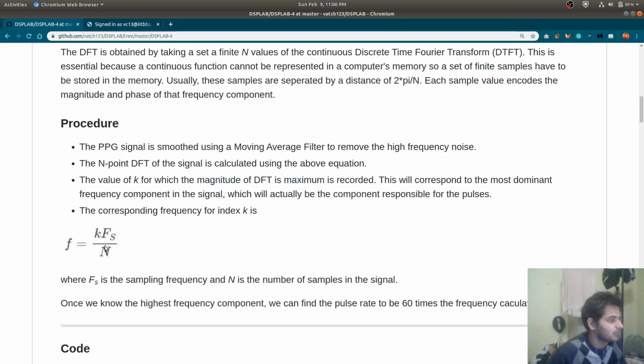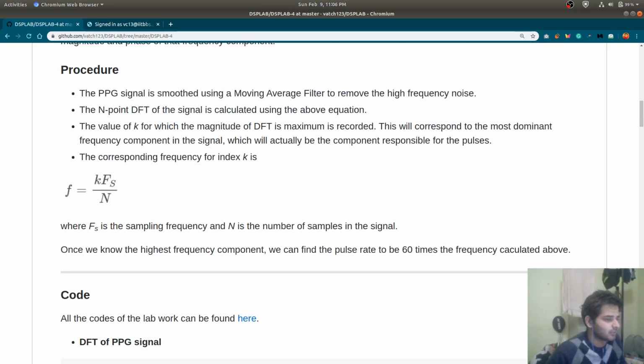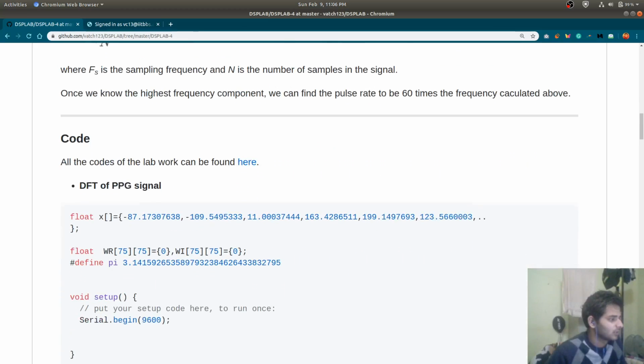So once we get the value of k, or the index value for which the magnitude of DFT is maximum, we can get the corresponding frequency using this formula. Frequency is equal to k times the sampling frequency divided by the number of samples. Once we know the highest frequency component, we can find the pulse rate to be 60 times the frequency calculated above.